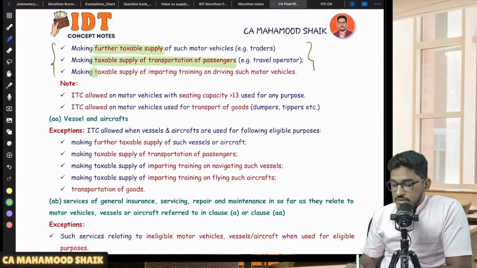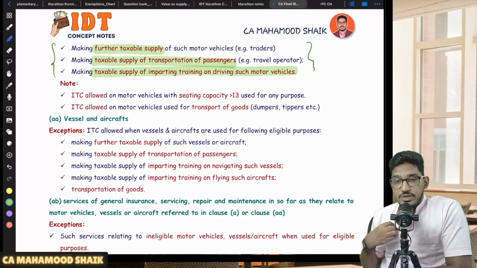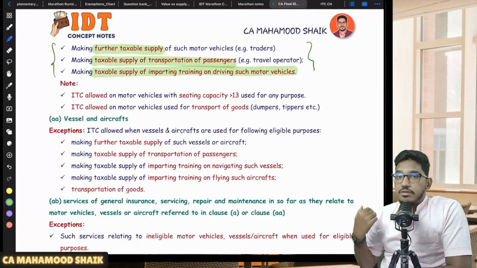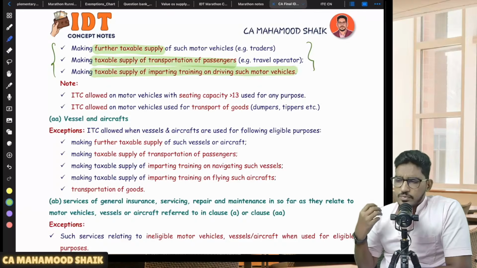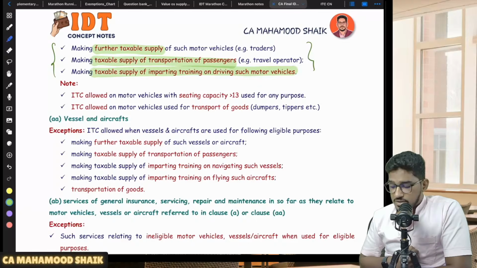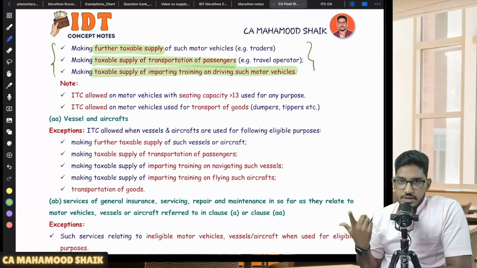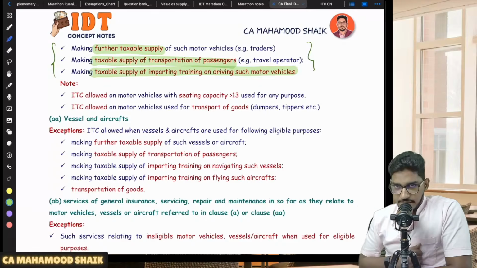Or if I am making a taxable supply of imparting training or driving such motor vehicles. If I am buying a motor vehicle and using it to run a driving school, whereby I am providing the services of imparting training on driving such motor vehicles, can I claim ITC? Yes, you can claim ITC.